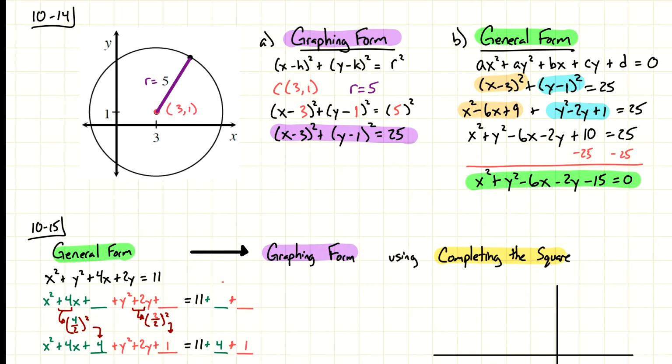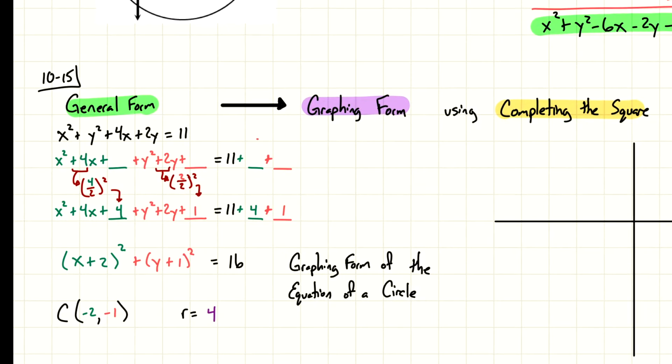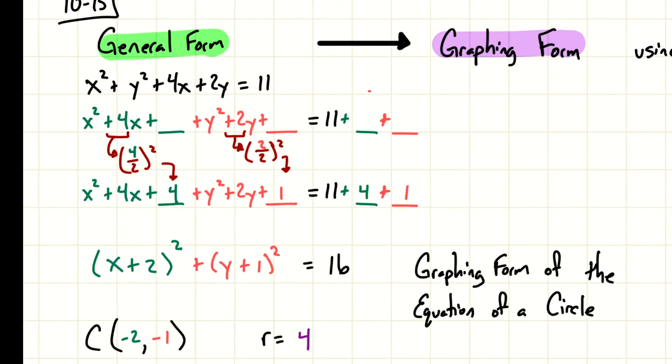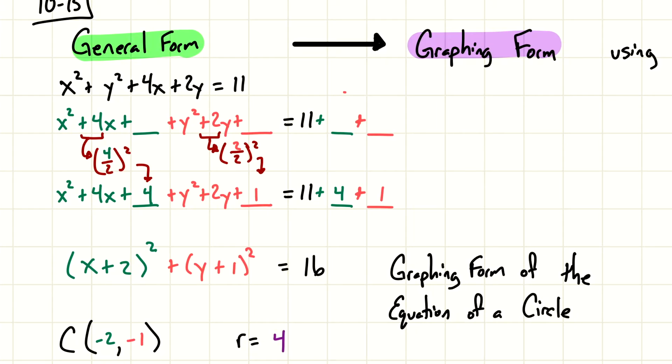Now that's one way, but what if we're given general form and we want to go back to graphing form? So this is where our completing the square comes in. Alright, so I have a good chunk of this worked out for us. So I'll zoom into this. Alright, so here we have our equation, x squared plus y squared plus 4x plus 2y equals 11. This is what we're working with. General form, even though it's not equal to 0, but we can move that.